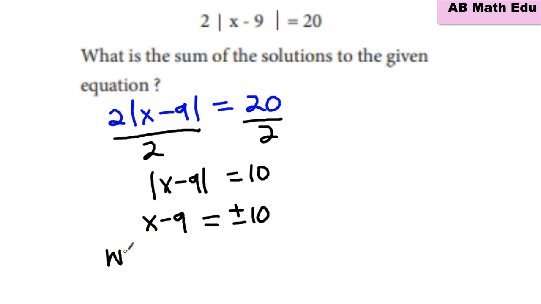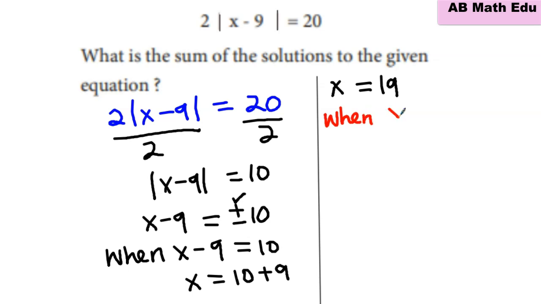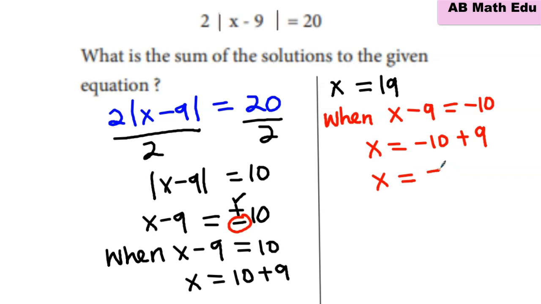Now we're going to look at when x minus 9 equals to the positive aspect of it. We get 10, we take the 9 to the other side, it becomes plus, and x is equals to 19. And when x minus 9 equals to negative 10, we are looking at the negative side of it, and it would have been x is equals to negative 10 plus 9. We take the 9 to the other side, that gives us negative 1.